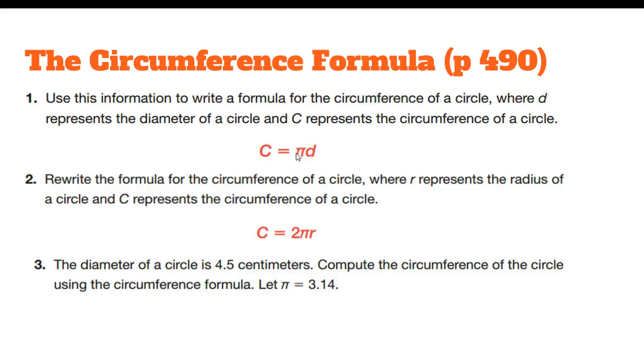I want you to figure that out. Use your calculators. There we go. So we used the diameter formula. We said that C is approximately, that's what that little wavy line means, 4.5 times 3.14, and that is approximately 14.13 centimeters, or 14 13/100 centimeters.